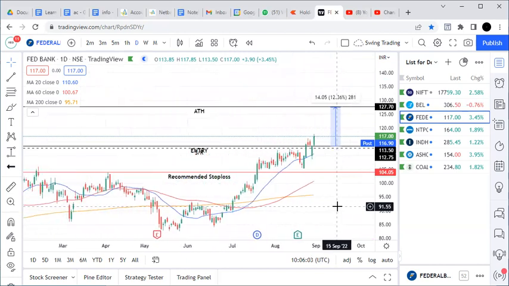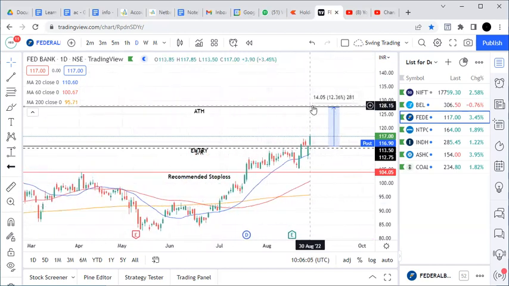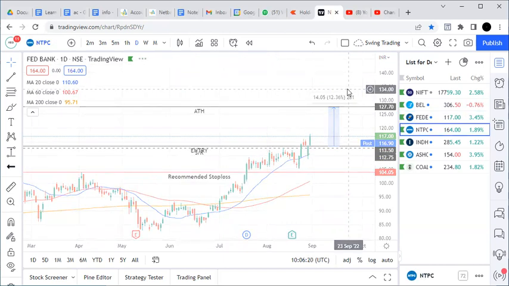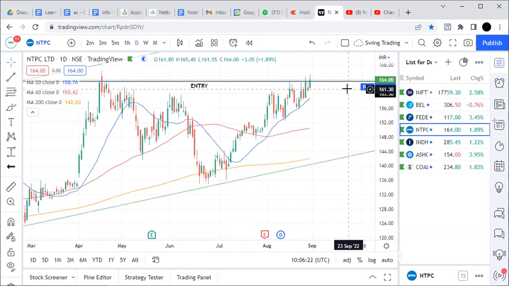Okay, and so I would place the all-time high as your target. Now if it crosses the all-time high, then you could re-enter if you want. All right, or just take the profits and look for other companies to invest in. All right, next one is NTPC.